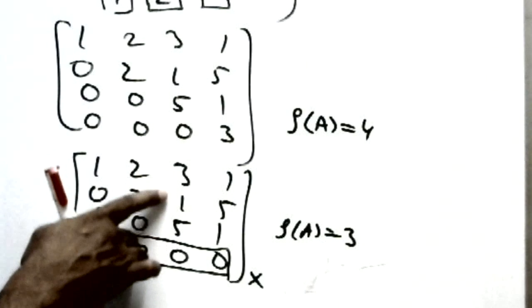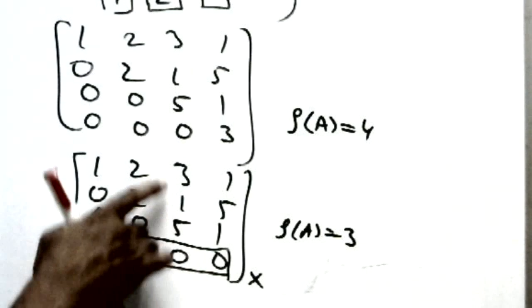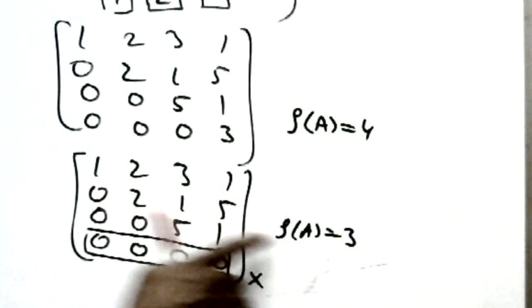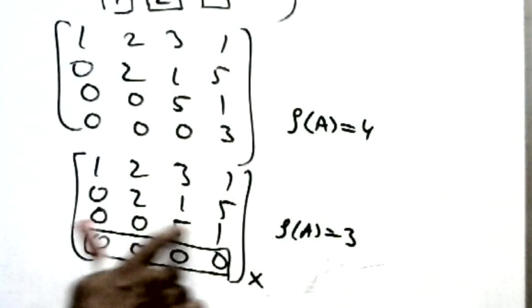So how many non-zero rows are there? 1, 2, 3. These are called non-zero rows. This is called a zero row because all entries are 0. So we are having 3 non-zero rows, therefore its rank is 3.